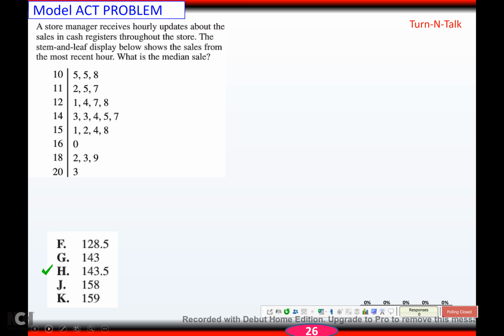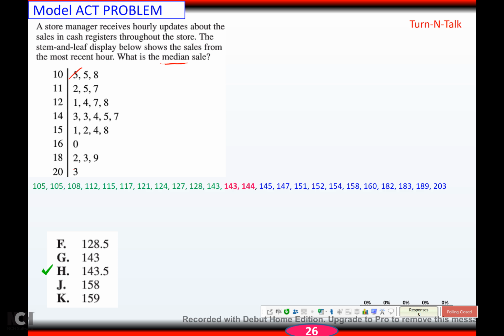Okay? It says a store manager receives hourly updates about the sales in cash registers throughout the store. The stem and leaf display below shows the sales from the most recent hour. What is the median sale? Well, to find the median, you have to put them in order from smallest to biggest. And really, you can do it in the stem and leaf plot. Smallest, biggest, smallest. Then you knock this one off, that and that. Next and next, next and next, and you get that one.